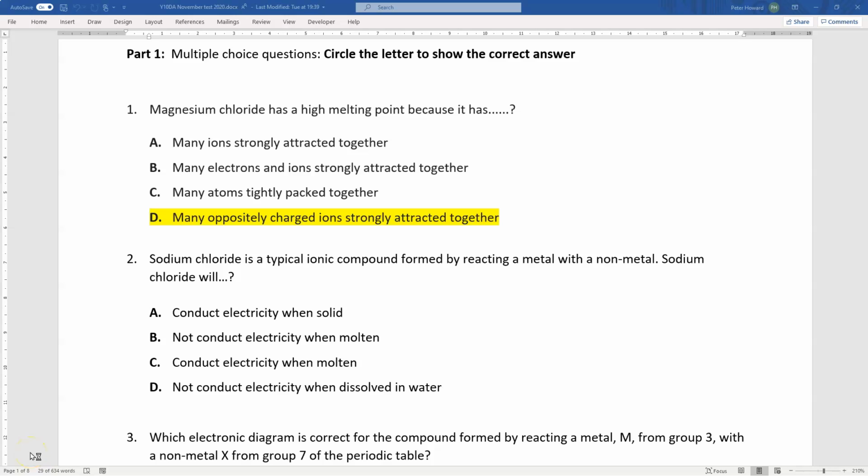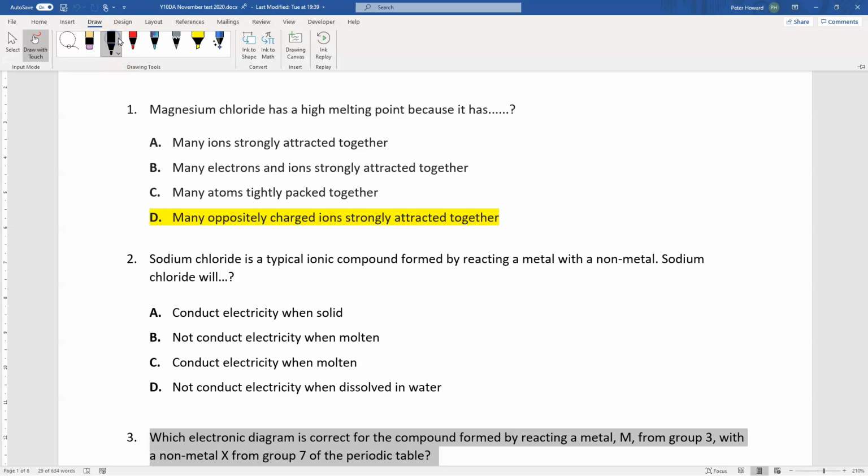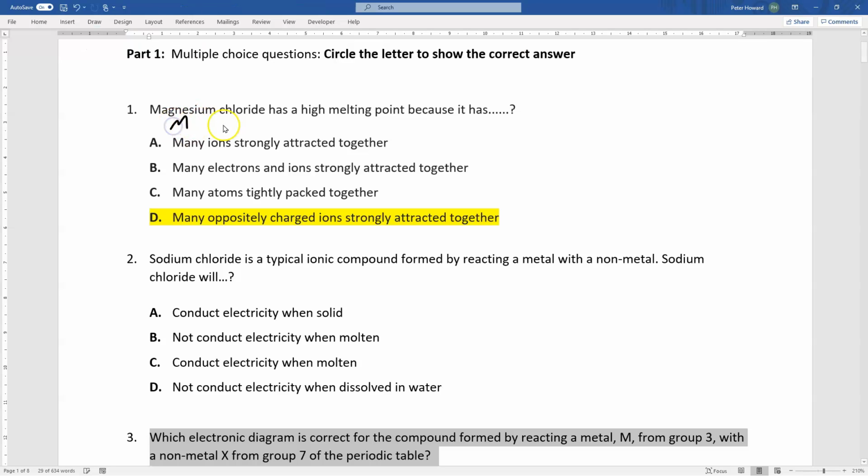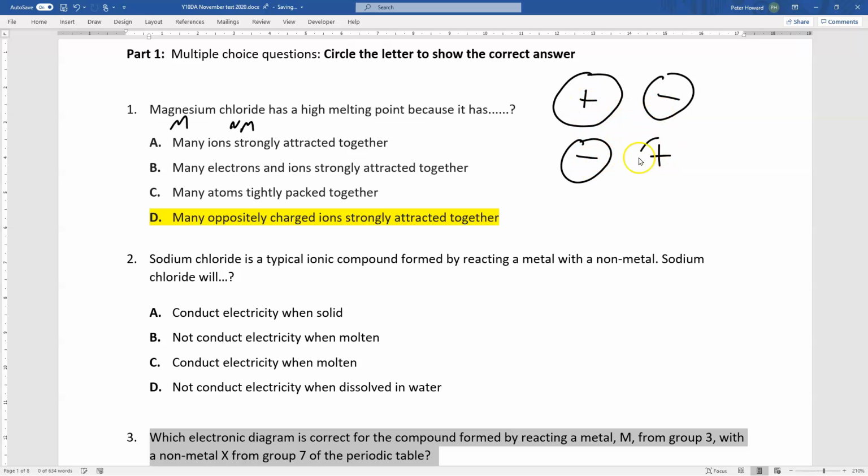Question 1. Why does magnesium chloride have a high melting point? So maybe the best way of thinking about drawing it is firstly, is it consisting of a metal and a non-metal, which is the case. So it's got a metal and a non-metal. It's got ionic bonding. So we could draw a diagram of a general representation of ionic bonding, an arrangement of positive and negative ions, with negative ions surrounded by positive ions and positive ions surrounded by negative ions.